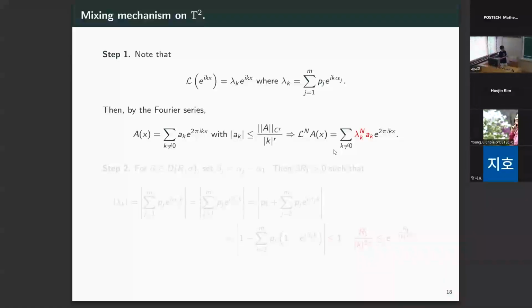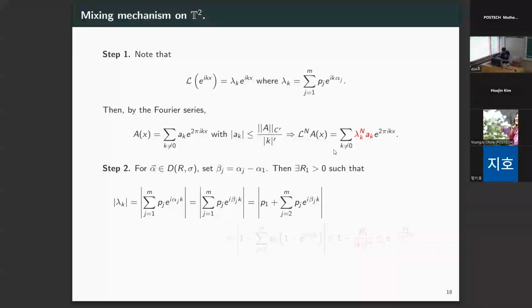One part is where the Fourier mode has a high frequency, and the other part is where the Fourier mode has a small frequency. If the Fourier coefficient has a high frequency, then I will use the high regularity. So if your R is large enough, then it will just decay fast. But when the Fourier mode is small, then I will apply some Diophantine condition. So this is the calculation part.